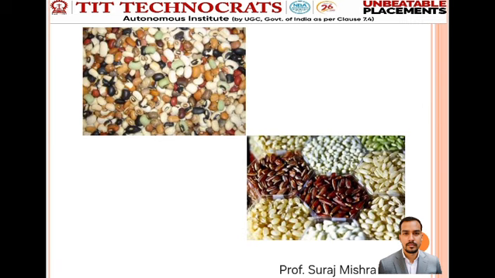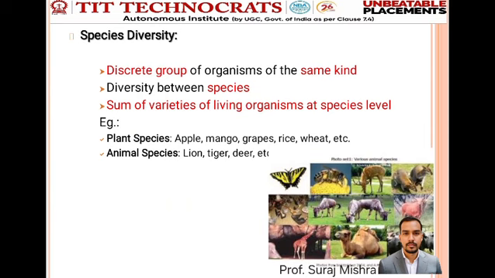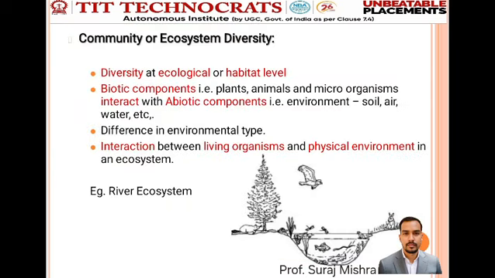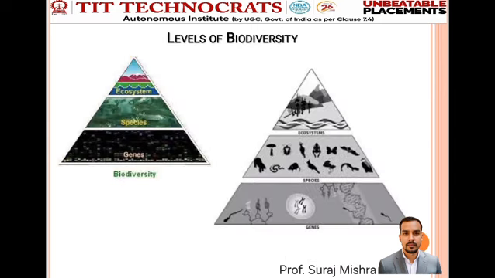Ecosystem diversity, which is also known as community diversity, refers to the variety of habitats, communities, and different ecological processes. For example, forest, river ecosystem, wetlands, and coral reefs each have their own community. These three levels of biodiversity are important because they essentially support the processes that support all life on earth, including humans.